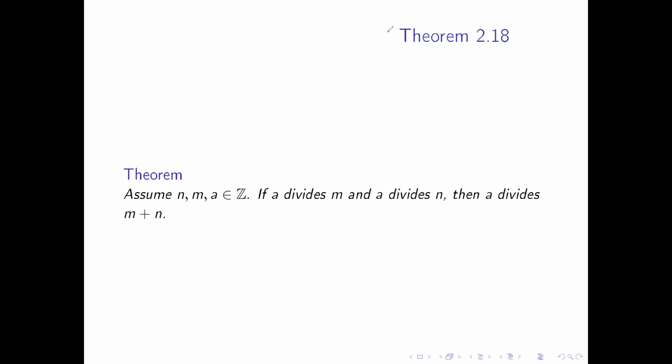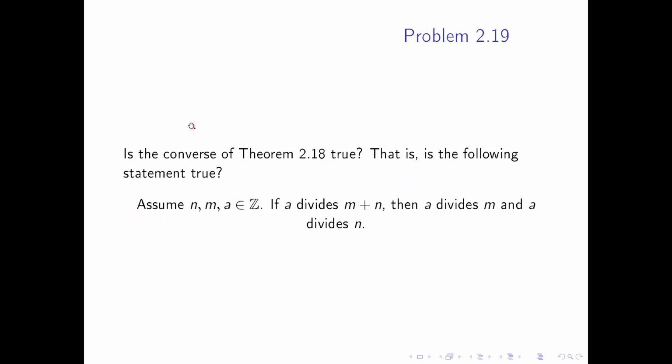After that, we'll move on to our problem 2.19, which is the converse. Remember, converse means I simply switch the order. So if I took this and I flipped it, while converses are not logically equivalent, it may still be true. So if A divides M plus N, then A divides M and A divides N. Again, this is one where you don't know if it is true or not. If it is not true, you just need to find a counterexample. If it is true, you need to prove it.